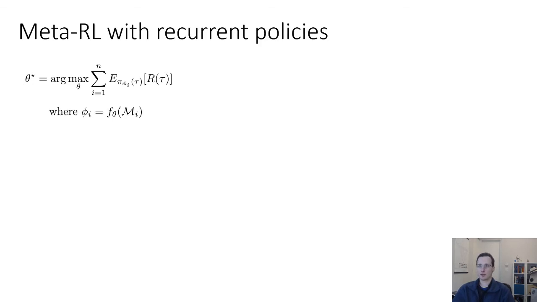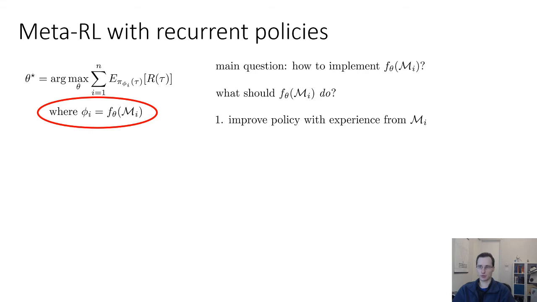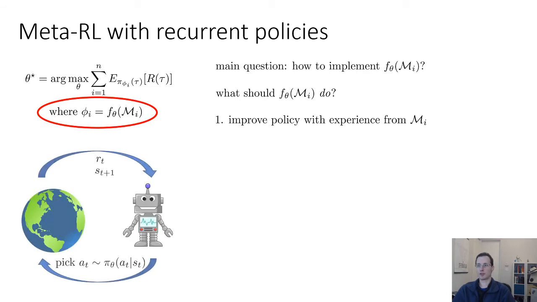Okay, so let's talk about the equivalent of black box meta-learning for meta-RL. This is, in some ways, the simplest kind of meta-RL. The main question you have to answer is, how do you implement f theta of m i? That's really the main thing you have to figure out. What should f theta of m i do? Well, it really needs to do two things. The first one is very similar to supervised meta-learning that we saw before. It needs to improve the policy with some data, and that data is going to come from interacting with m i.